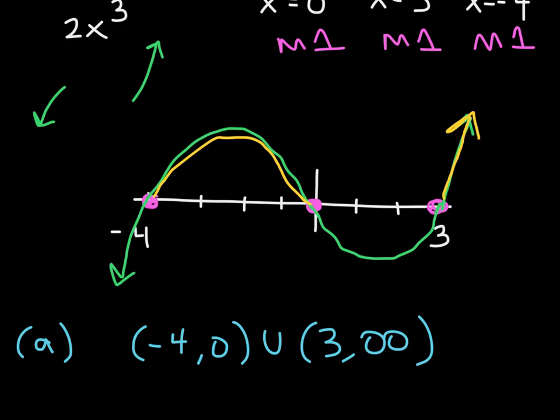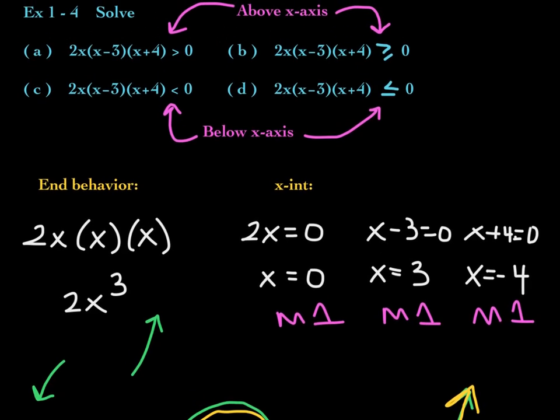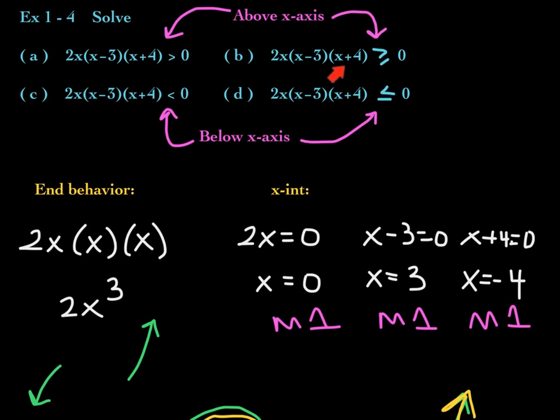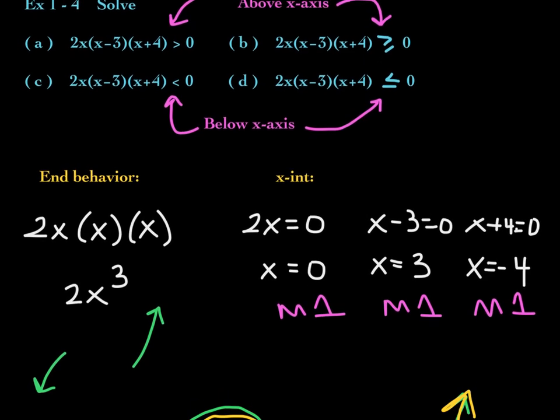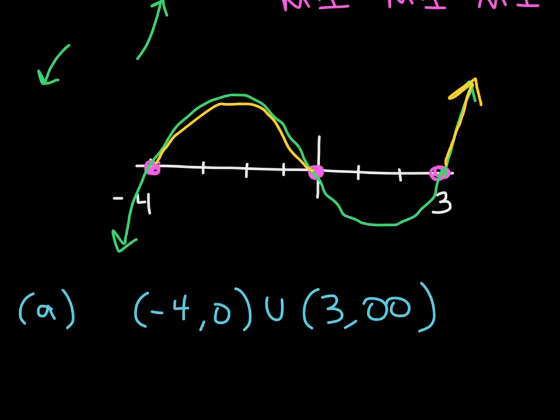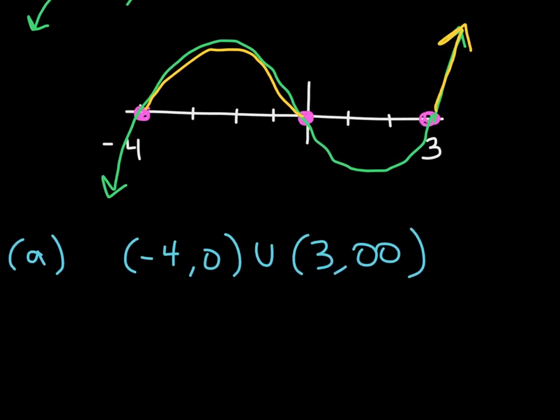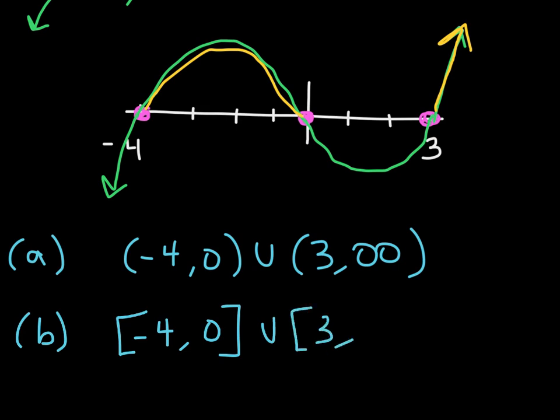Now let's answer the second inequality, which says, when is the graph above the x-axis? Wait a minute, that's the same question as this one. The only thing that's different is that now this is a non-strict inequality, so I should include the x-intercepts, which means just putting brackets on the x-intercepts. So then all I need to do is write my final answer for part B with brackets on the x-intercepts. Be careful, always put a parenthesis on infinity.